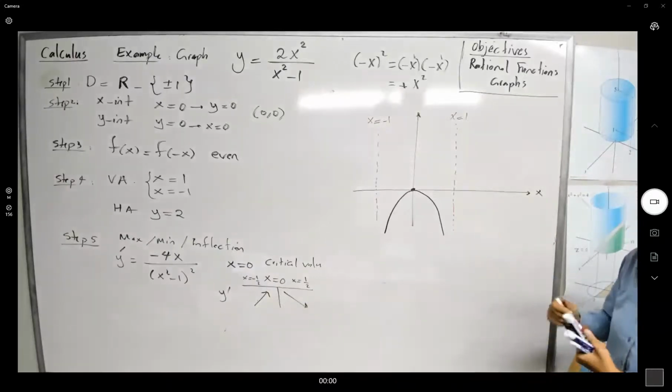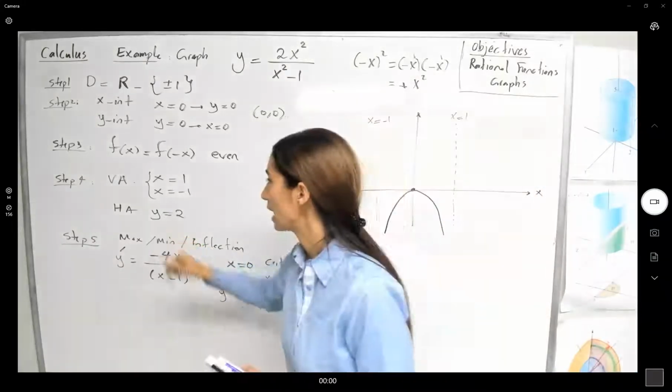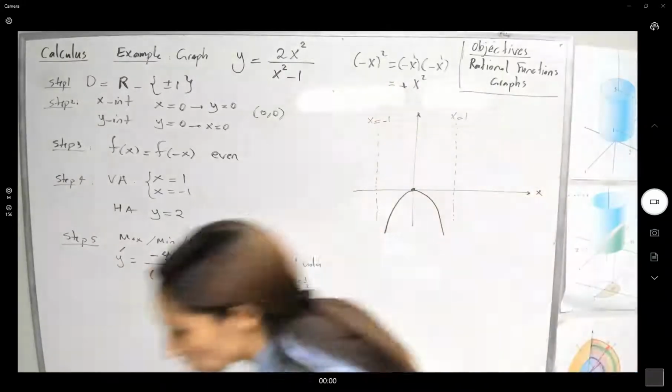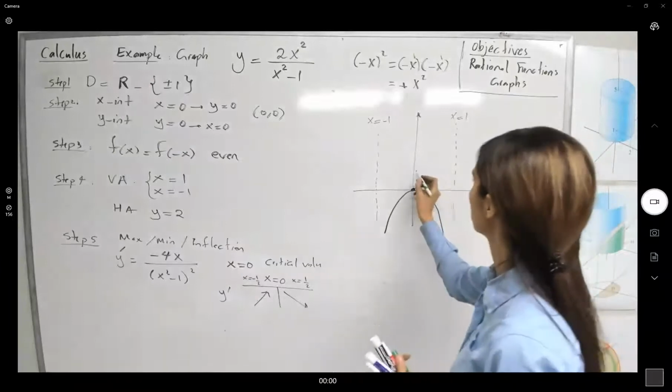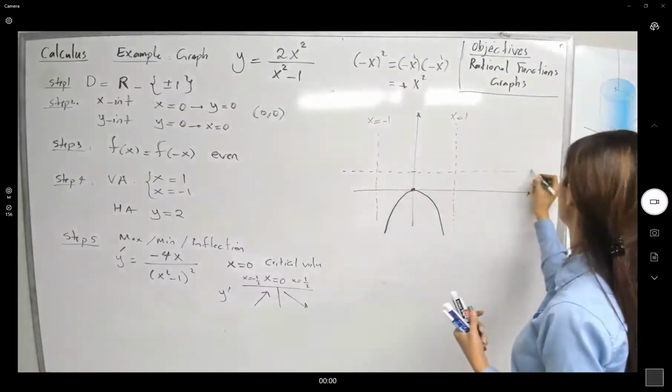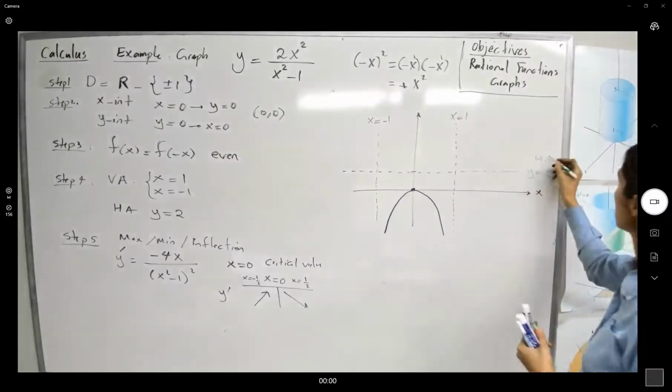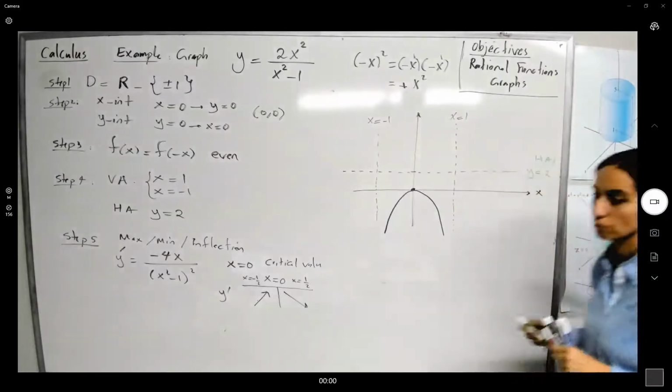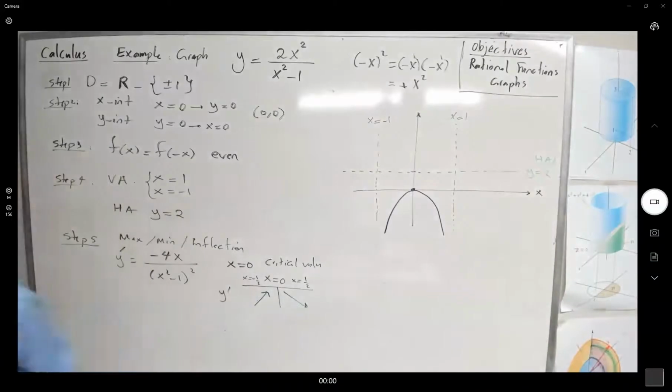And your horizontal asymptote happens at y equals 2. Let's use a different color for y equals 2. This is your horizontal asymptote. Very well. So the second derivative of this function.